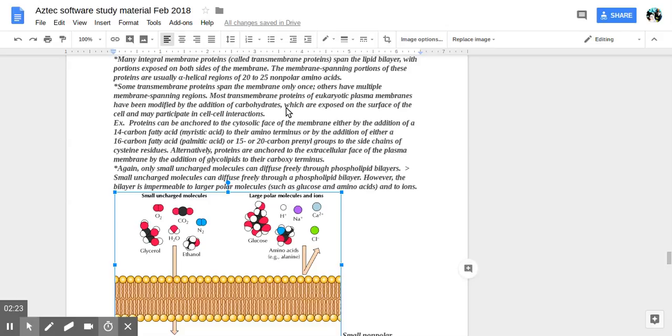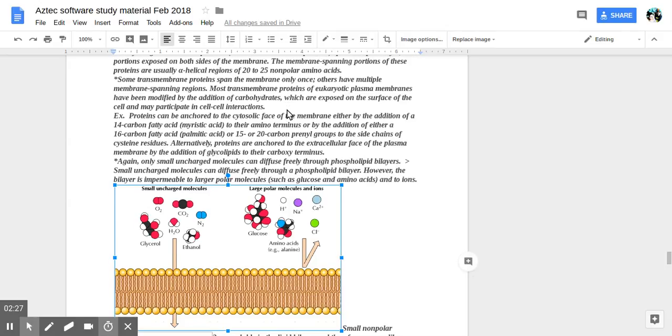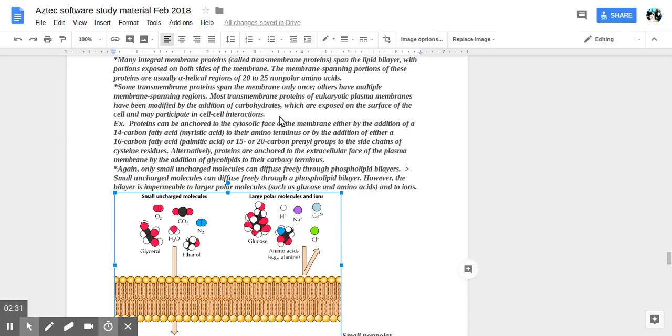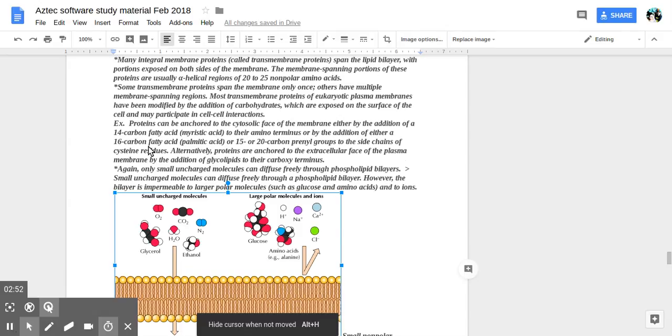Most transmembrane proteins have been modified by carbohydrates binding, also exposed on the surface of the cell, participating in cell-cell contact and communication. Proteins can be anchored to the cytosolic face of the membrane by addition of 14-carbon fatty acid, myristic acid, to the amino terminus, or addition of 16-carbon fatty acid, palmitic acid, or a 15 or 20 carbon prenyl group to the side chains of cysteine residues. Alternatively, proteins are anchored to the extracellular face of the plasma membrane by the addition of glycolipids to their carboxy terminus.